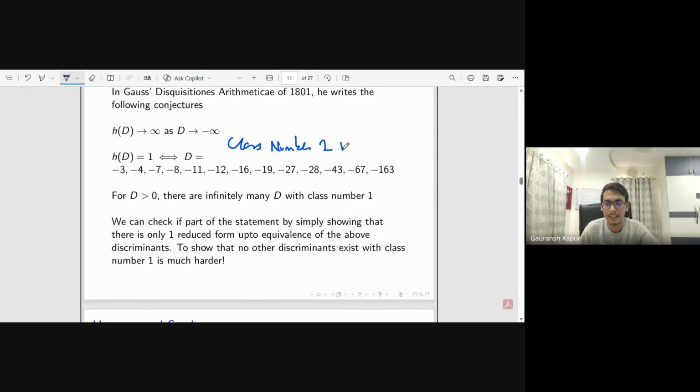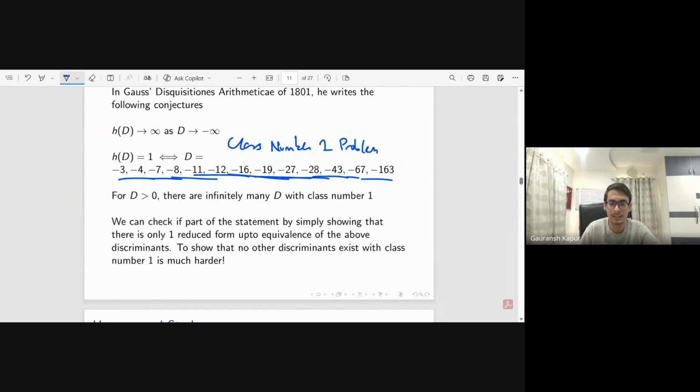So Gauss calculated that the class number was equal to 1 for these discriminants: minus 3, minus 4, minus 7, and so on. And he thought that these were the only discriminants because he calculated some more and saw that no other discriminants give a class number of 1. So he conjectured that these are the only ones for which the class number is 1.